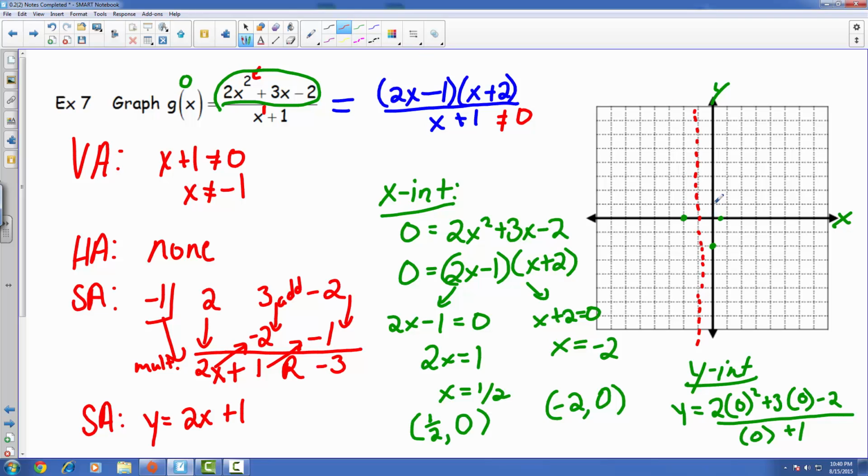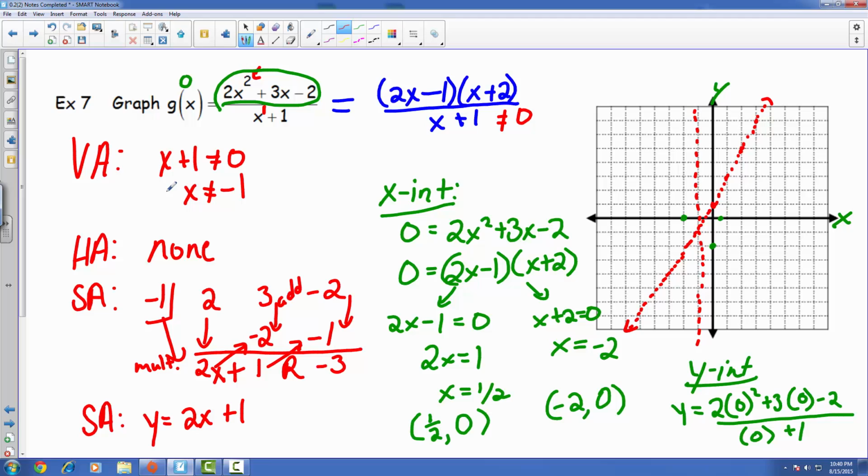So we have 2x plus 1. That has a b value of 1, and then that slope of 2. So up 2 over 1. Up 2 over 1. And so more or less, you should see at least an image that looks something like that.